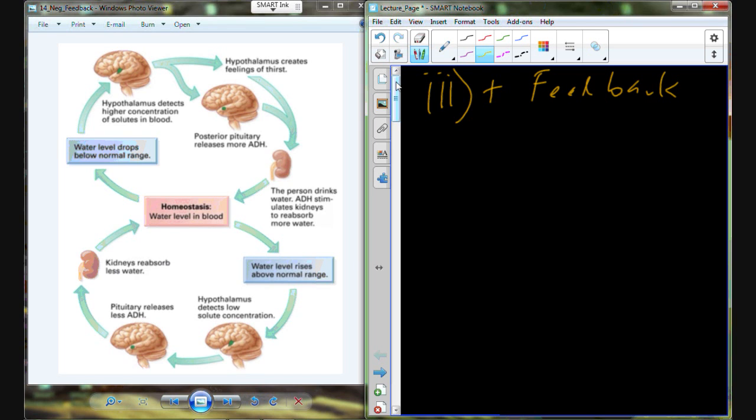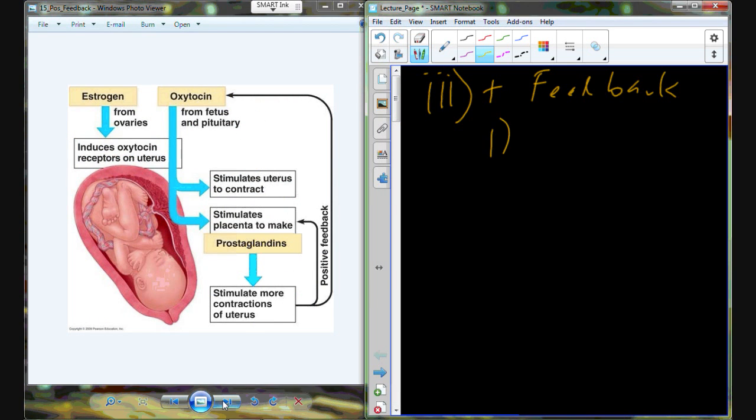Now, a positive feedback loop: rather than counteract, we are going to amplify some change. There is some sort of change that is detected, and the response ends up causing that change to be even larger. The example here is the process that occurs during parturition, or the birthing process. You may or may not know that as we get to about 8 or 9 months, the baby begins to what they call drop in the uterus.